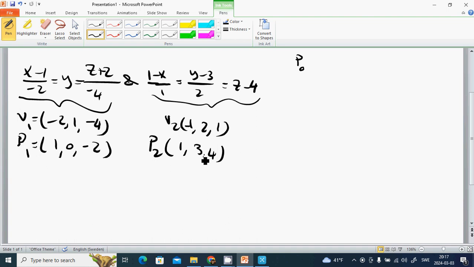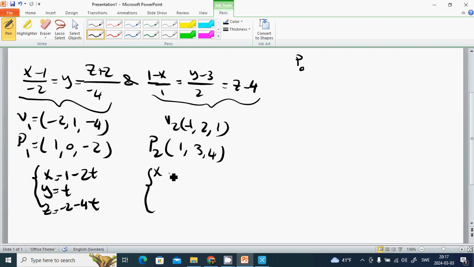Then this has x equals 1 minus 2t, y equals t, and z equals minus 2 minus 4t, and here x equals 1 minus s, y equals 3 plus 2s, and z equals 4 plus s.